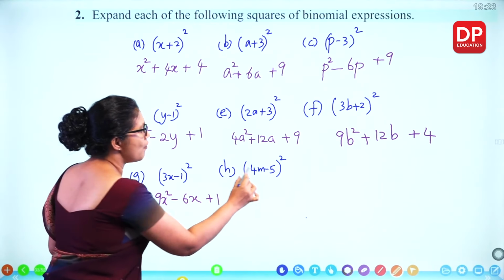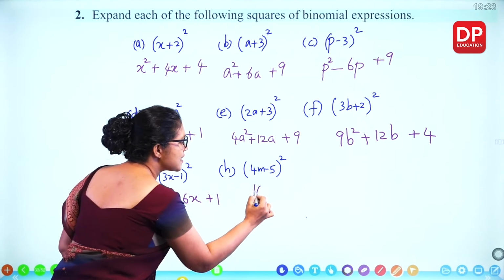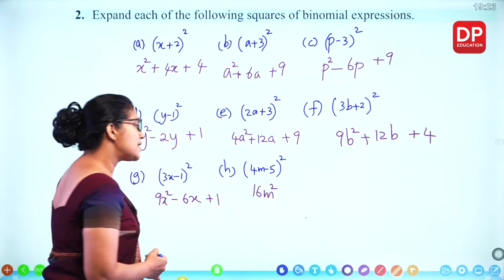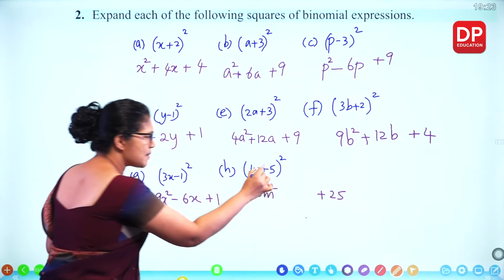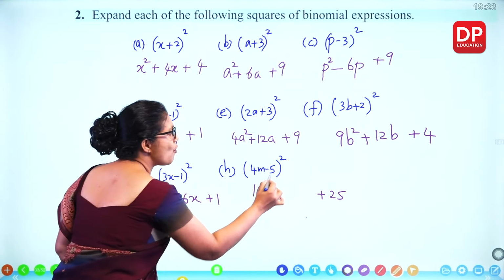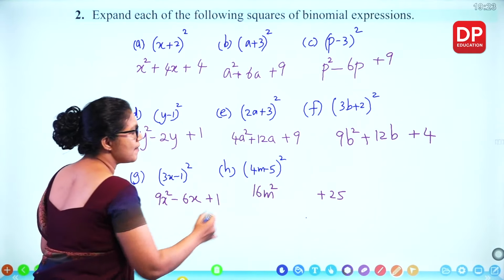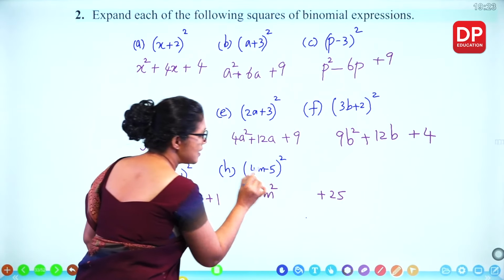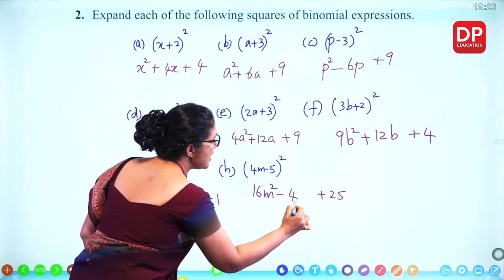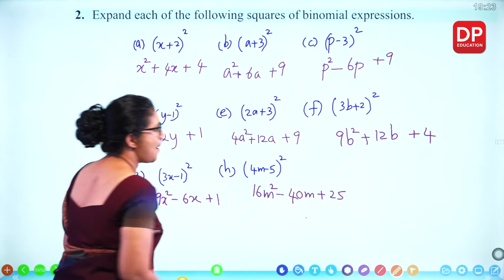This one, 4m into 4m becomes 16m squared. Minus 5 into minus 5 becomes plus 25. What's the middle term? Double of 4 times 5. 2 times 4, 8. 8 times 5, 40. This is negative, so you get negative 40m.